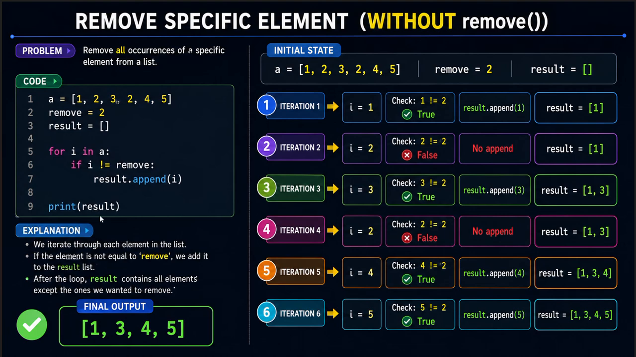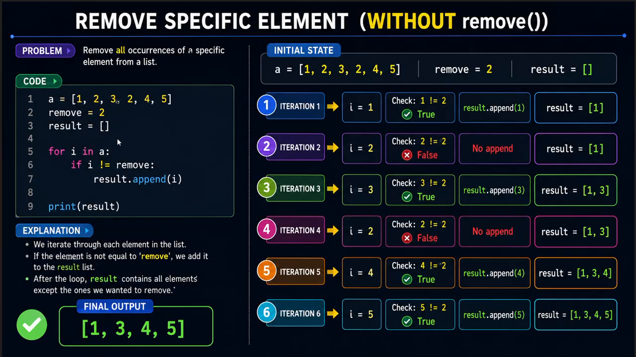Okay, here is the explanation. We iterate through each element in the list. If the element is not equal to remove, we add it to the result. After the loop, result contains all the elements except the ones we want to remove.